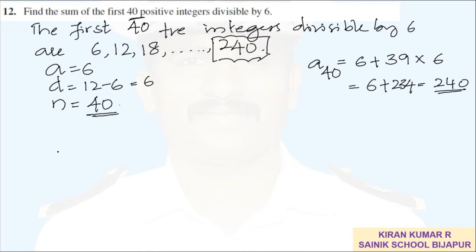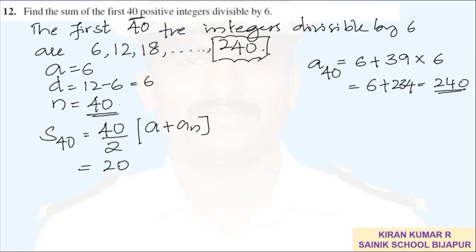Now I can make use of the formula to find the sum of 40 terms as n by 2, which is 40 by 2 times a plus an. Since I know the last term and the first term, I can use this formula. It's 20 times a is 6 plus an is 240, 246. So 246 multiplied by 20 will be 4920.